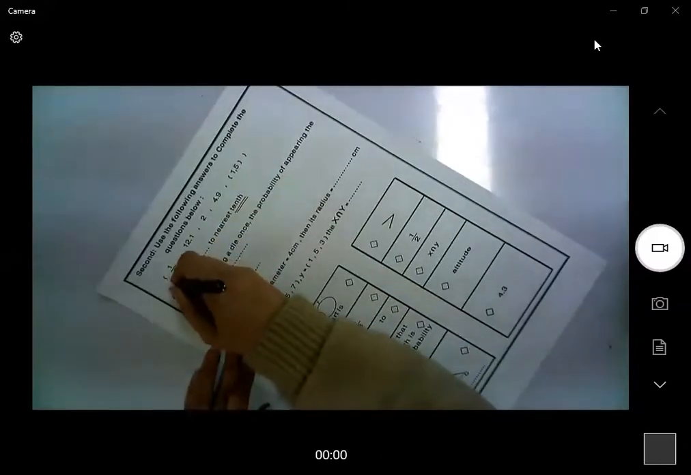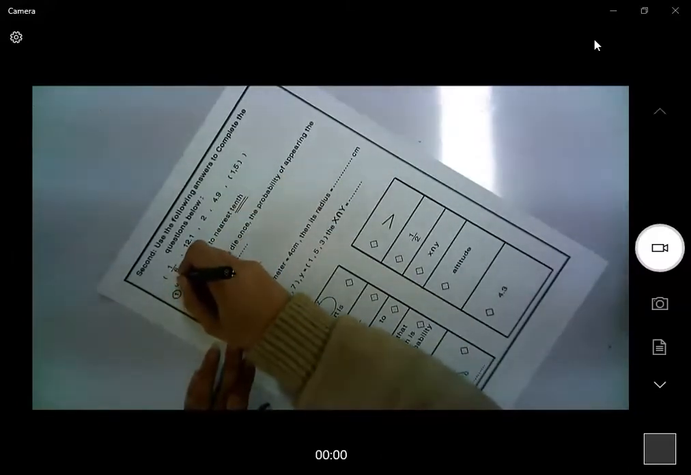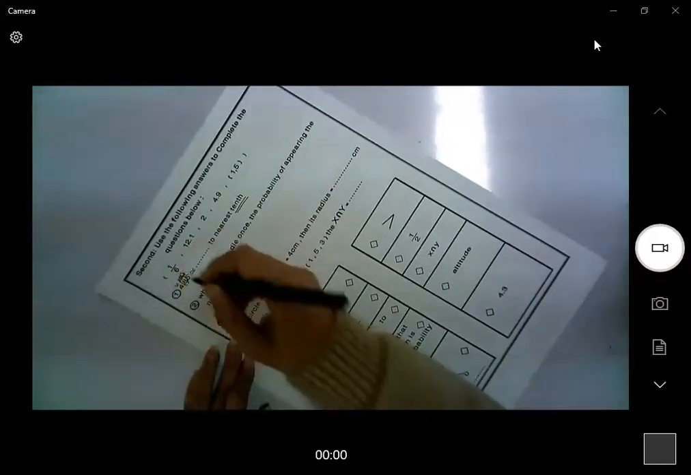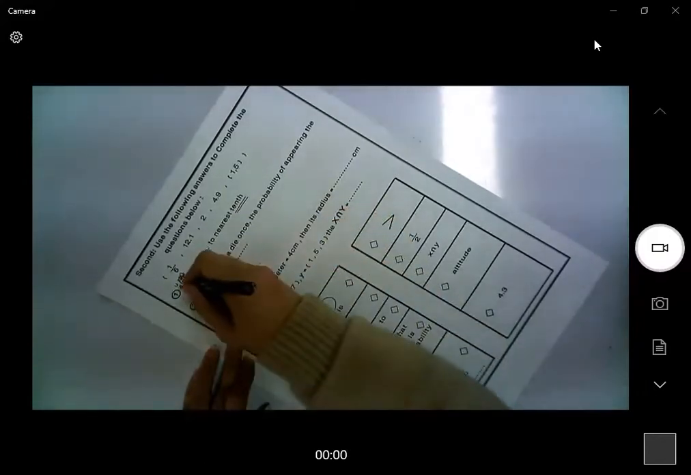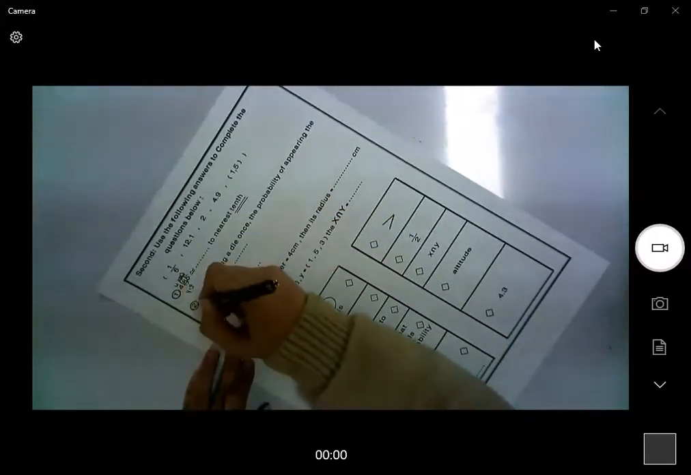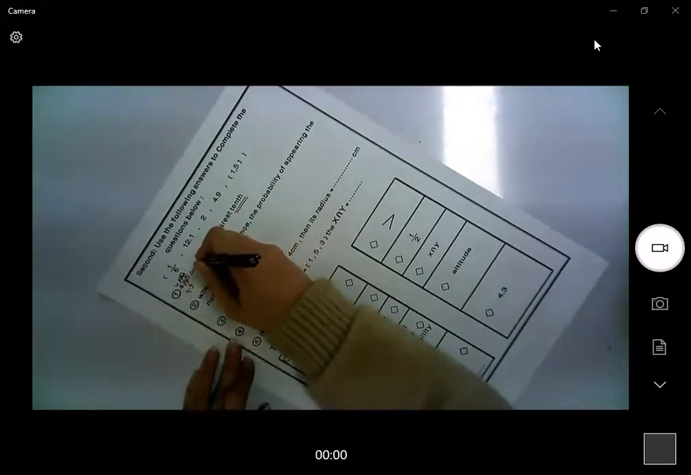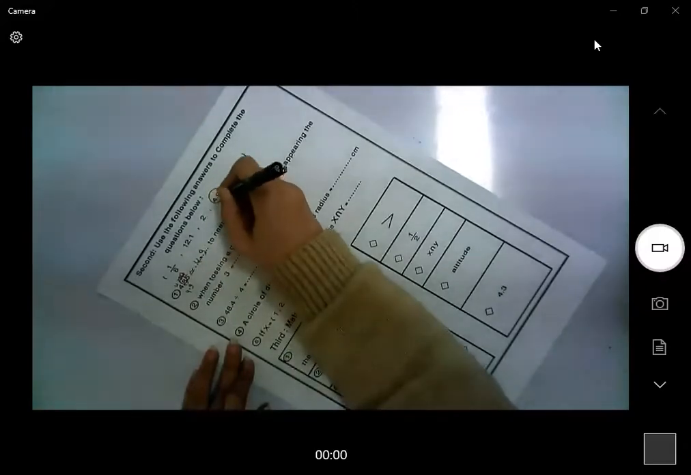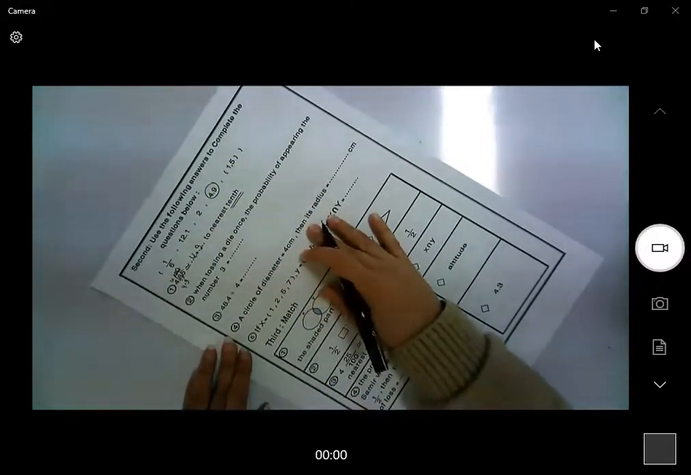Here we have units or whole number, this is tenth, and this is hundredths. Then eight is tenths, okay? Five reaches, then it becomes nine, and here zero. Then the answer is 4.9.